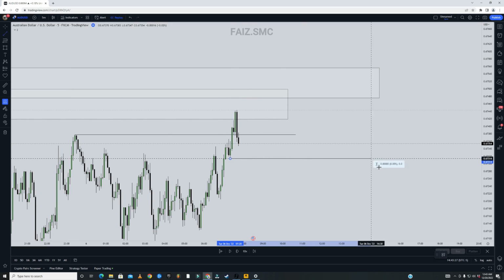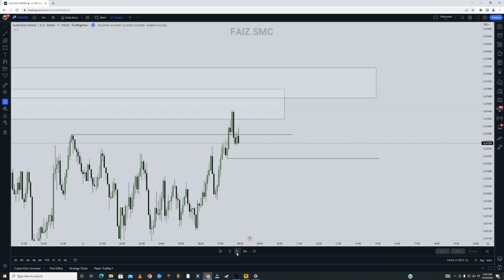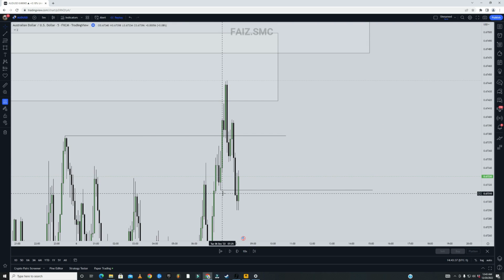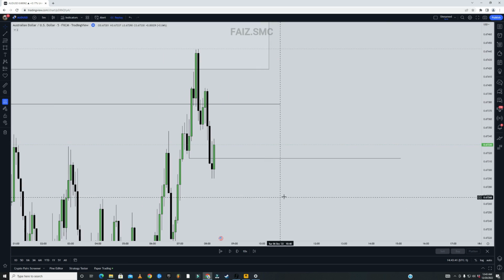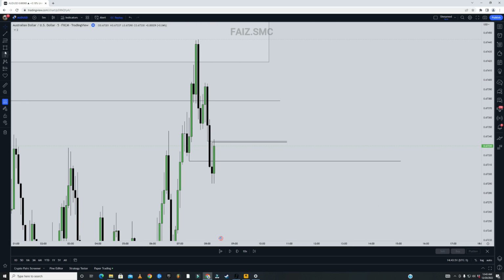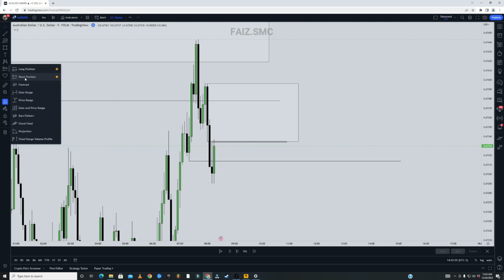So we want to look for a market structure shift. We want to see this structure being broken. So let's see. And we have a market structure shift right here. You can clearly see it right here. And if I zoom into this, you can see that we have some fair value gap here, right? There was some gap, and this candle filled it. So this right here would be our entry.